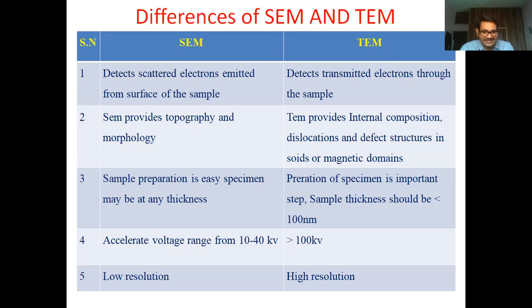The accelerating voltage range in SEM is 10 to 40 kilovolts, but in TEM it is greater than 100 kilovolts, because the electron energy should pass through the specimen. In SEM it will be scattered only, but in TEM it has to pass through the specimen. So it should have a high voltage. That's the reason it is greater than 100 kilovolts.